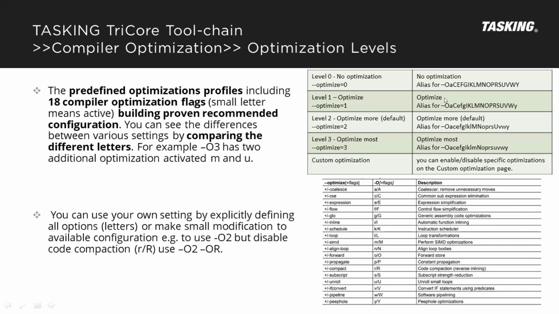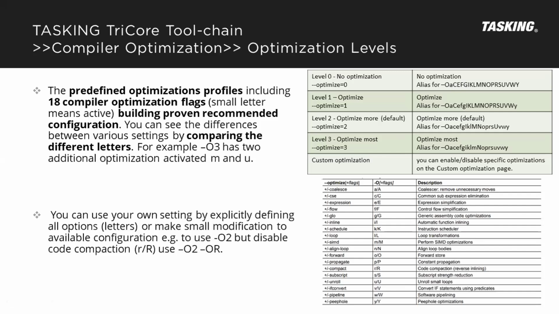So let's take, for example, C. If you want to know what C means, you go to this flag. C stands for common sub-expression elimination. This is a kind of optimization algorithm provided by the tool chain, and here is the list of the optimization algorithms that you could use. When the letter is a capital letter, that means this option is deactivated. When it's a small letter, it means this option is activated.